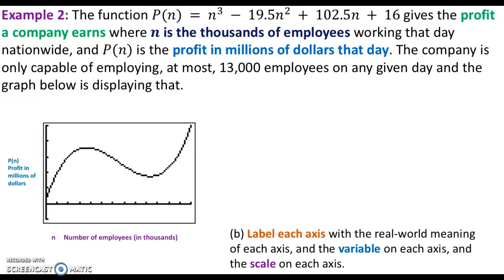All right, so now we've labeled our axes. Let's put our scale in here. We said that this was 1 through 13 because we're talking in thousands of employees. And this is from negative 50 to positive 250, but it's in millions of dollars per day.